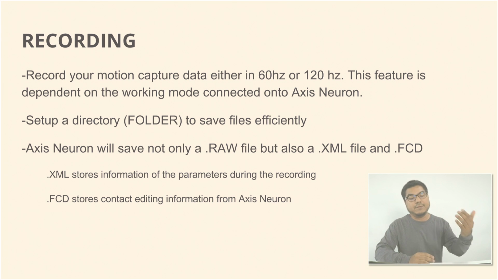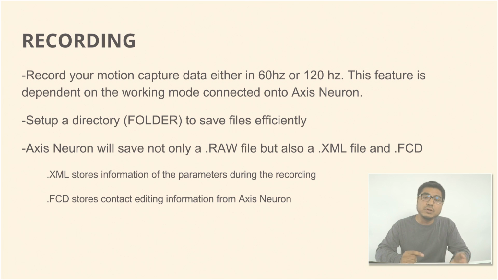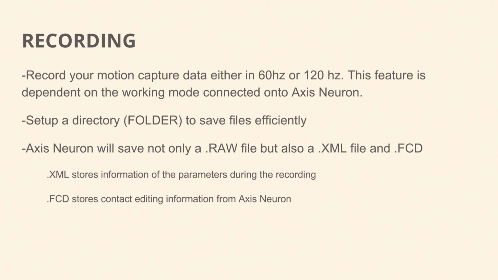So for the FCD file, when you're editing contact points, Axis Neuron will create an FCD file. This FCD file has all the data of the contact points. There's a timeline inside of Axis Neuron that you can contact. You can select contact, run a contact. I'll go more over that in a bit. So the FCD file saves that information.